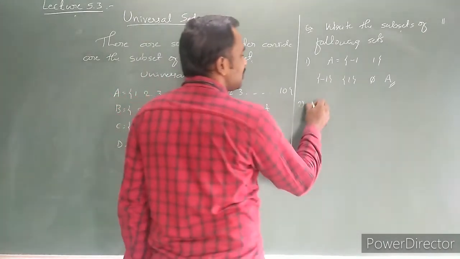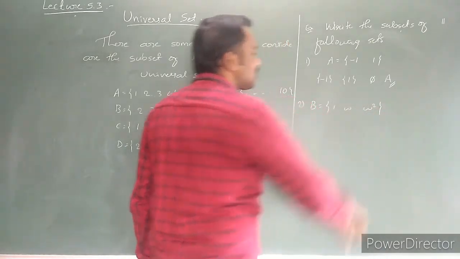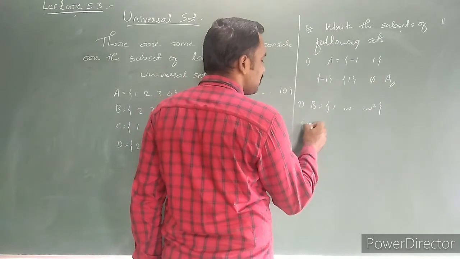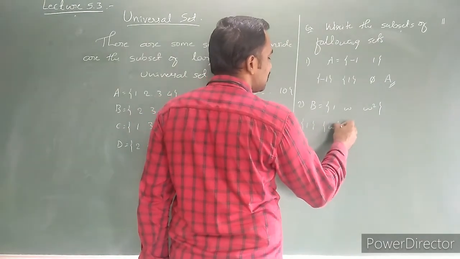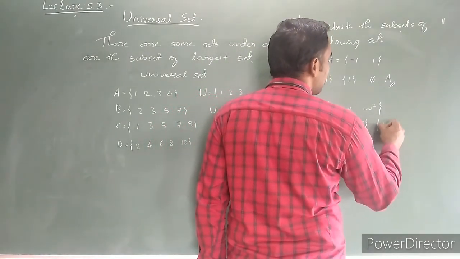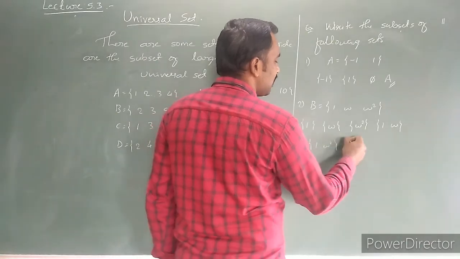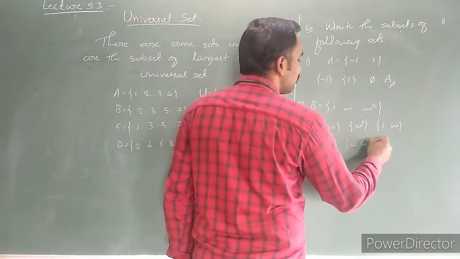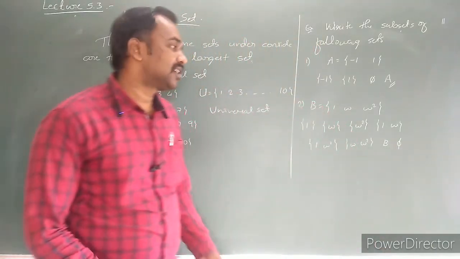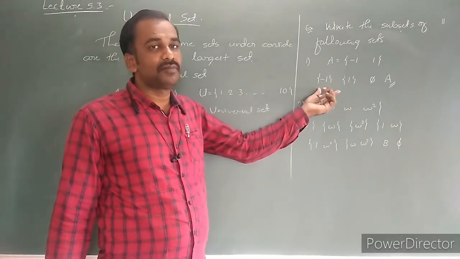Similarly, B is equal to {1, omega, omega square}. Write the subsets of the set B. What are the subsets of the set B? Singleton set {1}, singleton set {omega}, singleton set {omega square}, and we can write {1, omega}, {omega, omega square}, {1, omega square}, the whole set B, and the null set. You can cross verify.